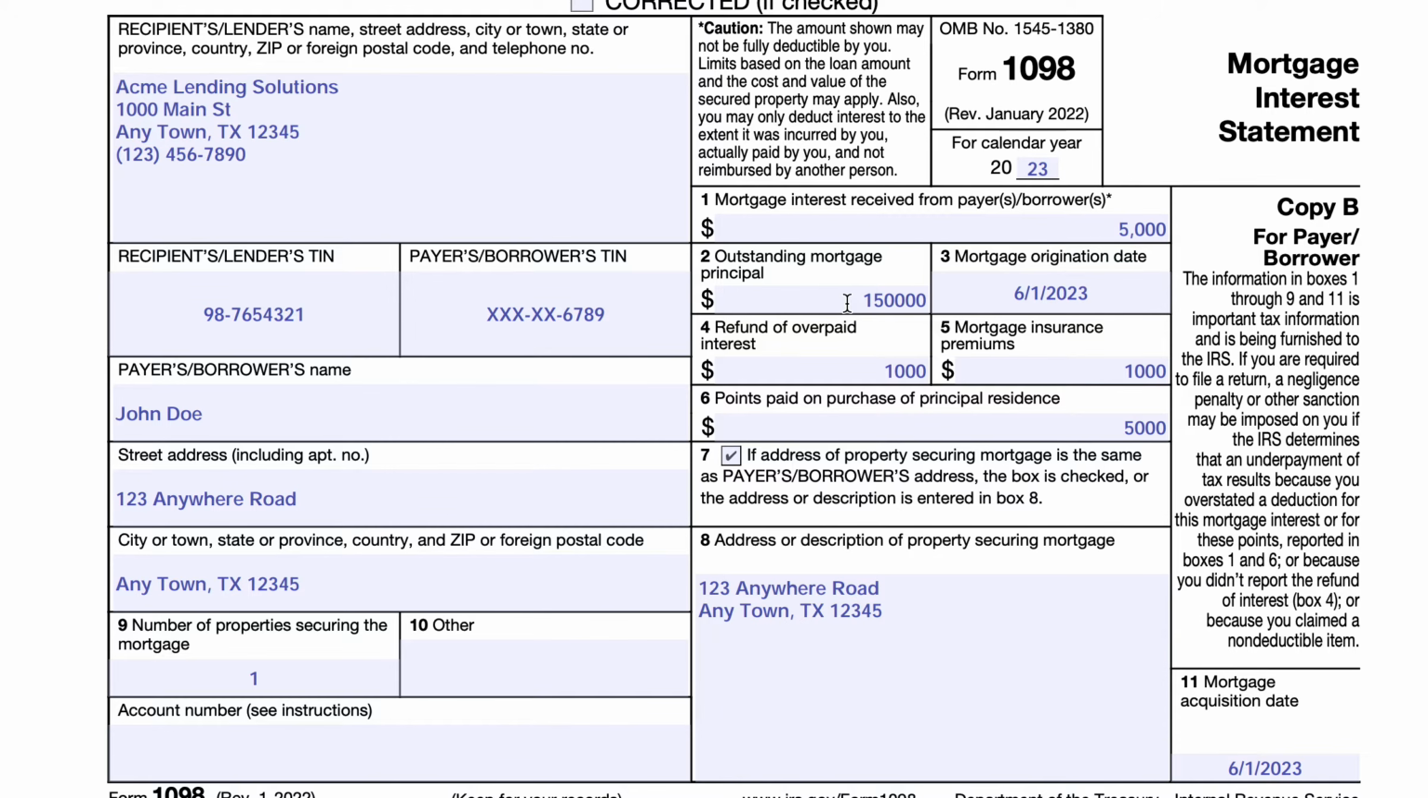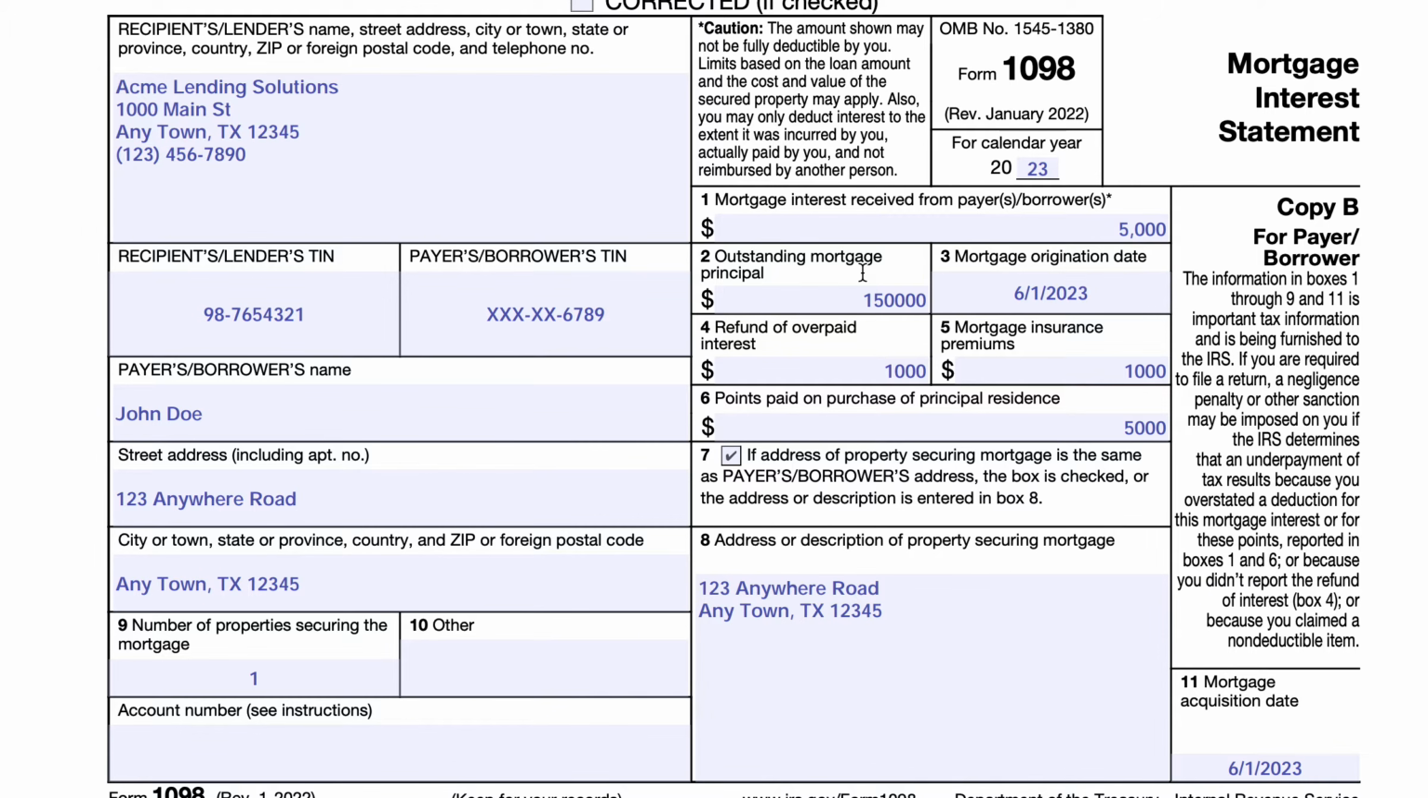So in box 2, this shows the outstanding principal on the mortgage as of January 1st of the calendar year. So if the mortgage originated in that year, then it would show the mortgage principal as of the date of origination. If the lender acquired the loan in the calendar year, then this would show the mortgage principal as of the date of acquisition. So as you can see here, box 3 indicates that they started the mortgage on June 1st, 2023, and this $150,000 reflects the outstanding principal as of the date that they originated the loan.